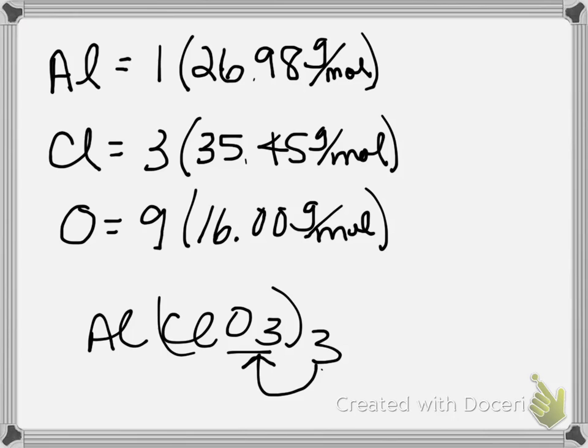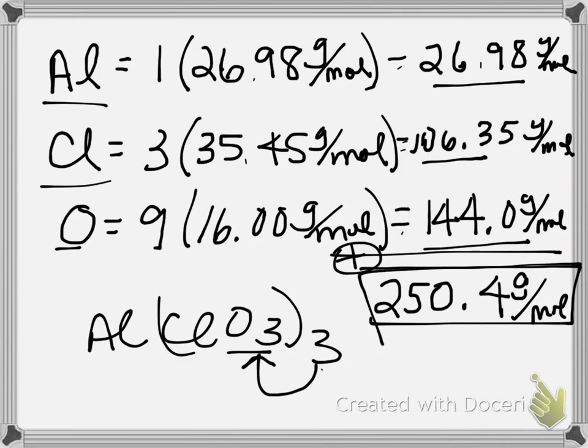Alright, so what we're doing here is we're coming up with the total weight of aluminum, the total weight of chlorine, and the total weight of oxygen. And when we get all of those totals, we're going to sum it all up. So I'm going to pause this, get out my calculator, and do this. And you see if we get the same answers.